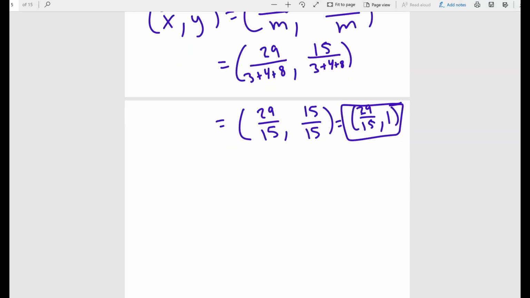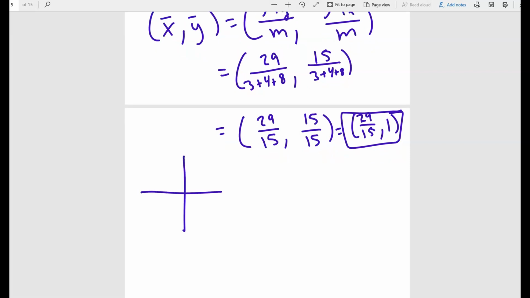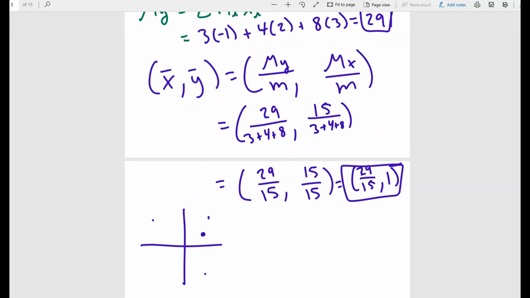So what this means is that if I were to plot all of these masses on an XY plane, whatever these may be, and I wanted to figure out where exactly all of them would balance out, then it would be at 29 over 15, comma 1, wherever that may be. Maybe that right there. That would be x bar, comma y bar. So that's basically what you do.